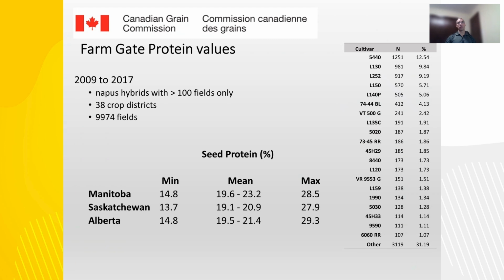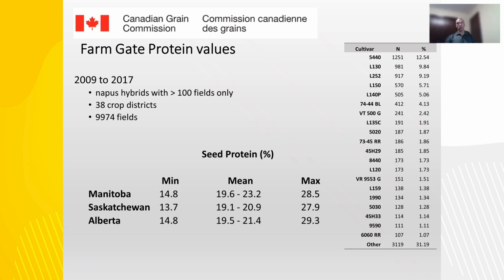The data set itself, as I've already indicated, is 2009 to 2017. We've only included Brassica napus hybrids for which we have more than 100 fields of data. We've classified the locations and collection points into 38 different crop districts, they're real crop districts. We're not making those up. And we have in the analysis close to 10,000 fields.